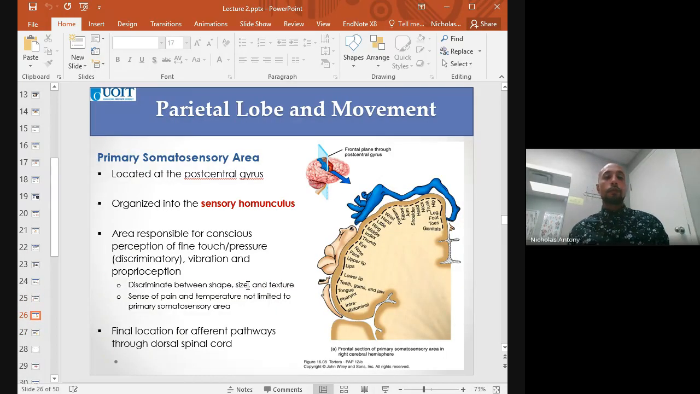Okay, perfect. So those motor planning areas that we just learned about are located anterior to the central sulcus. Directly posterior to the central sulcus is our primary somatosensory area, okay? This is organized in a sensory homunculus. Now, what do you notice about the sensory homunculus? Anything different about it compared to the motor one?